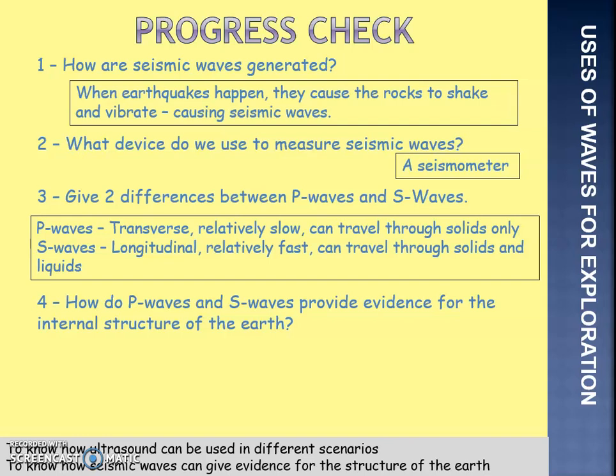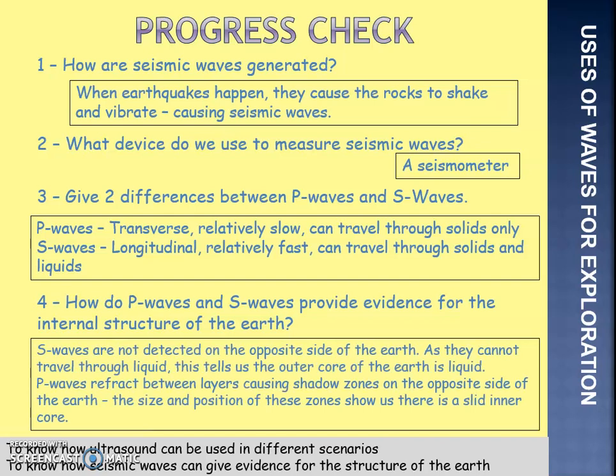Question 4. How do P waves and S waves provide evidence for the internal structure of the Earth? S waves aren't detected on the opposite side of the Earth. Now because they cannot travel through liquid, this tells us that part of the core of the Earth must be made of a liquid. P waves refract between layers, causing shadow zones on the opposite side of the Earth, so where they should go through, they don't, and they bend. The size and position of these zones show us there is a solid inner core.